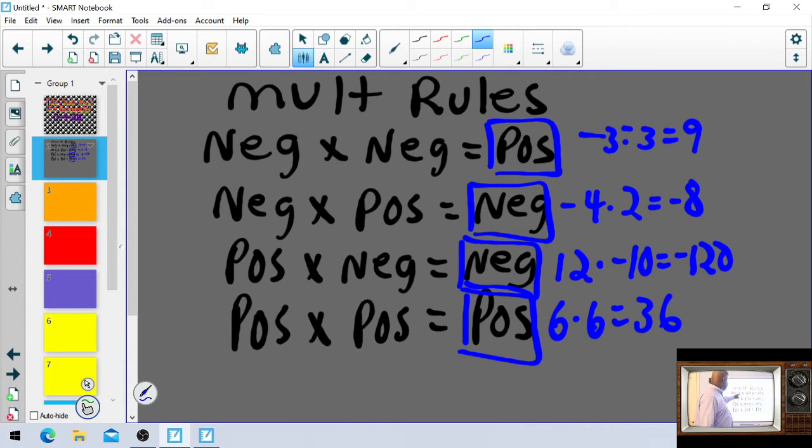Negative times negative equals positive. Negative times positive is negative. Positive times negative is negative. Positive times positive is positive. Write down the rules. You see the rules, write it down. Let them marinate in your mind.